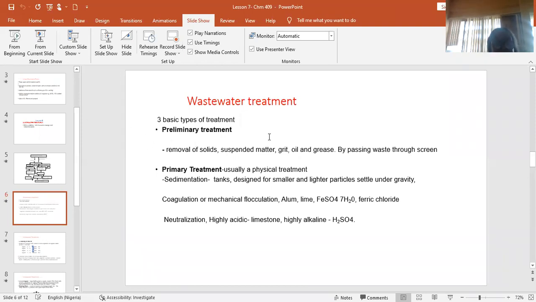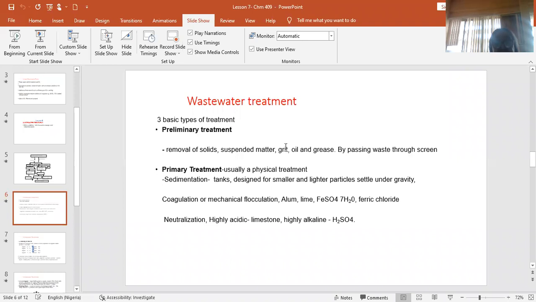So we have the pre-treatment. In the pre-treatment stage, you have removal of the solids, and that's by screening. Removal of the solids takes place, removal of suspended matter. For instance, in the textile industry, you have cotton and all sorts of things. These things need to be removed from that wastewater before it can be treated properly.